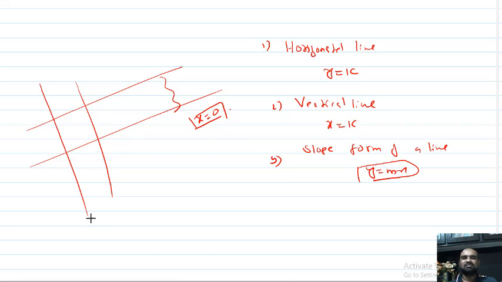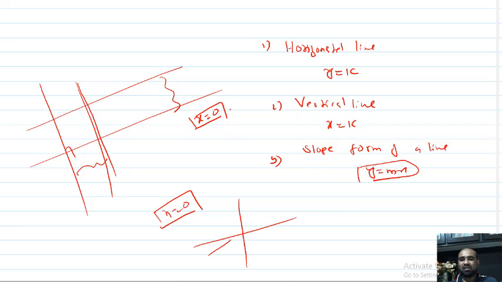Vertical line, this is called a vertical line. Every vertical line is of the form x equal to k. X equal to k is a straight line parallel to the y axis and k units from the y axis. K positive, that line is on the right hand side of the y axis. K negative, that line is on the left hand side of the y axis. K equal to 0, that coincides with the y axis. That's why small x equal to 0 is the equation of the y axis. Next, slope form of a line.